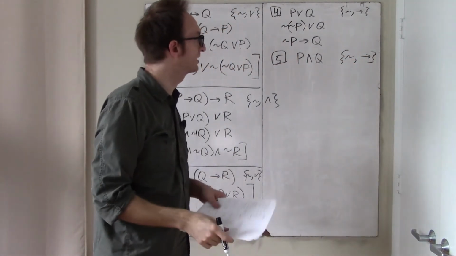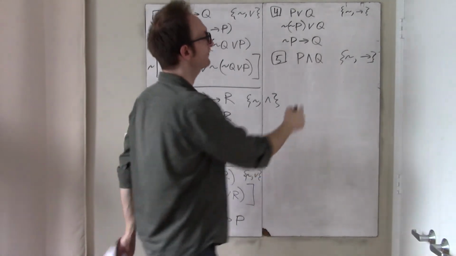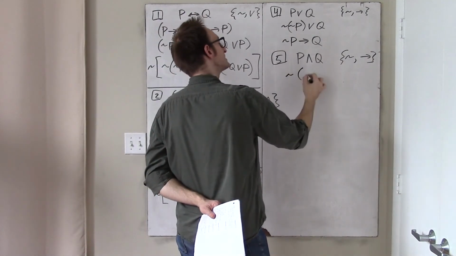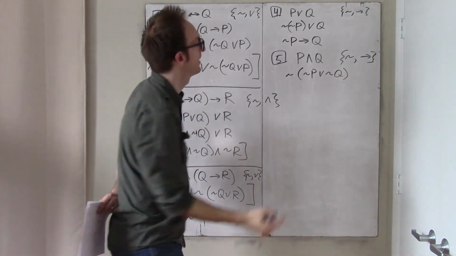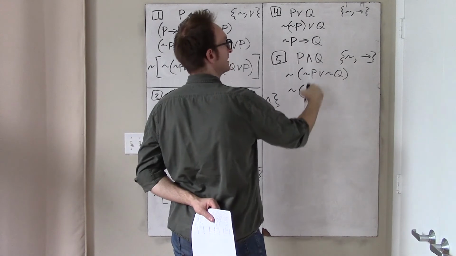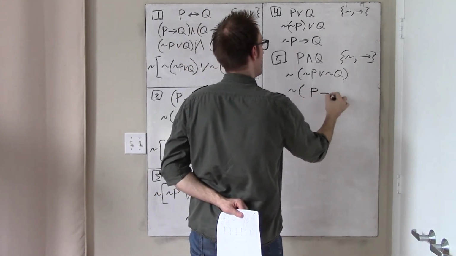Personally, I just do this in a bit of a roundabout fashion. So P and Q to me is not P or not Q. And then, well, that is just going to be not P arrow not Q.